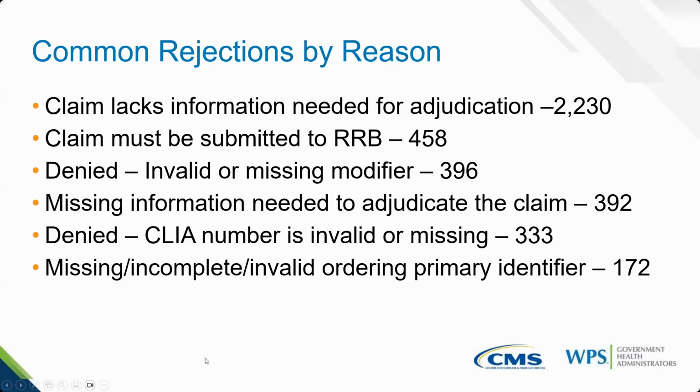The next common rejection: missing, incomplete, invalid ordering primary identifier. Many services require an ordering provider. If that information is not on your claim, and it is a service that requires an ordering provider, then the claim will be deemed unprocessable. If it's missing or incomplete or invalid, make sure it's being keyed right. If you did key something, make sure that it's complete. If it's missing altogether, you need to add it.